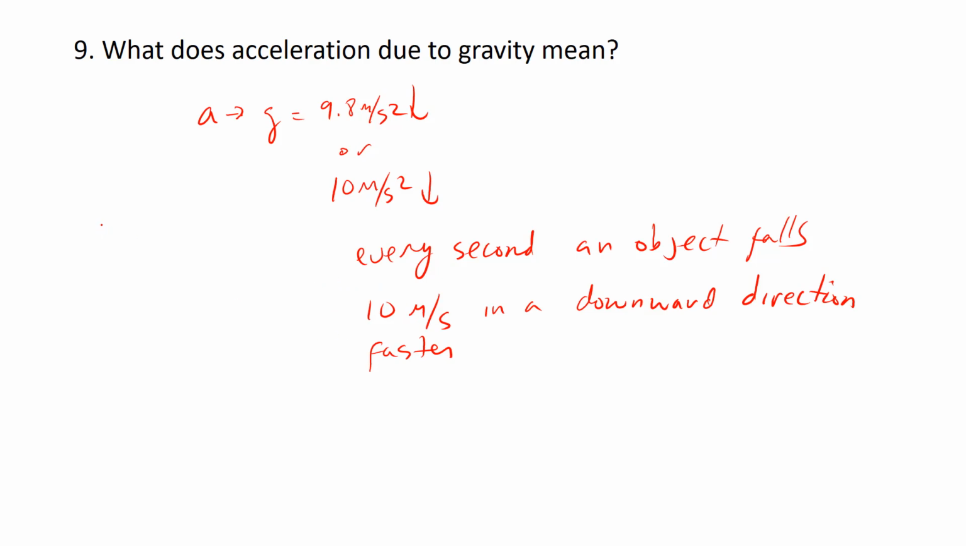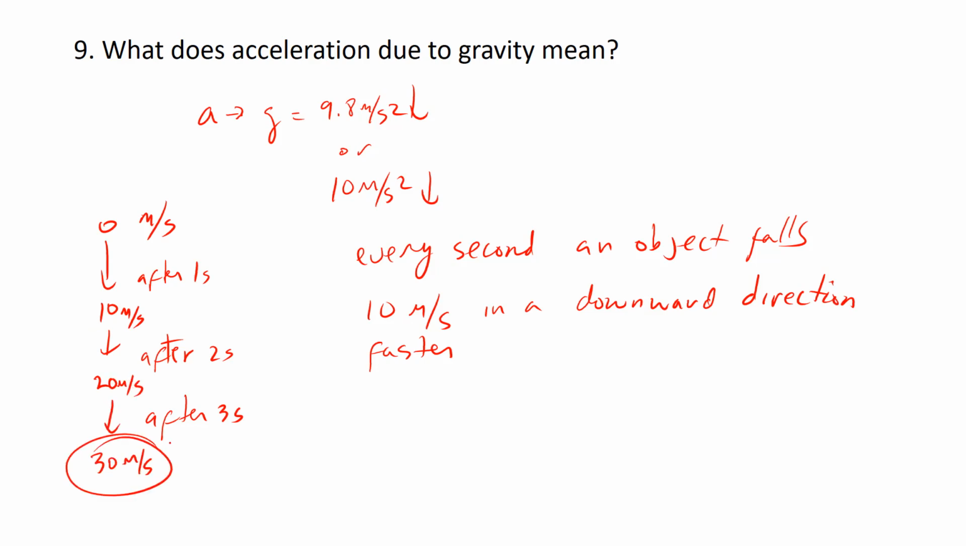So if something started off at 0 meters per second, after 1 second, after 2 seconds, after 3 seconds, after 1 second, it would be going 10 meters per second. After 2 seconds, it would be going 20 meters per second. After 3 seconds, it'd be going 30 meters per second. So that's what it means to change your velocity by 10 meters per second every second down.